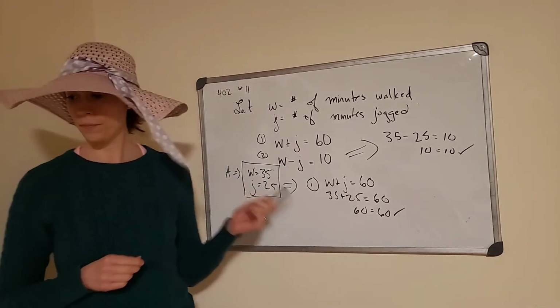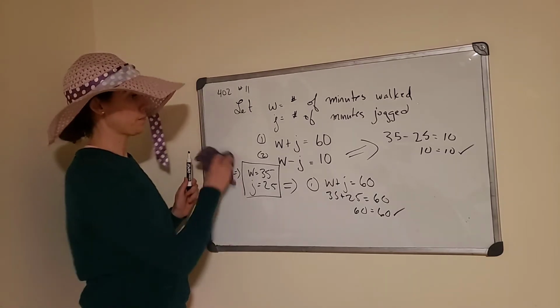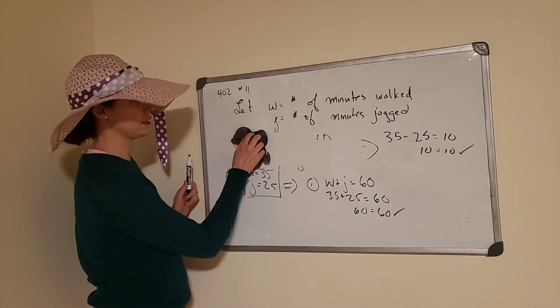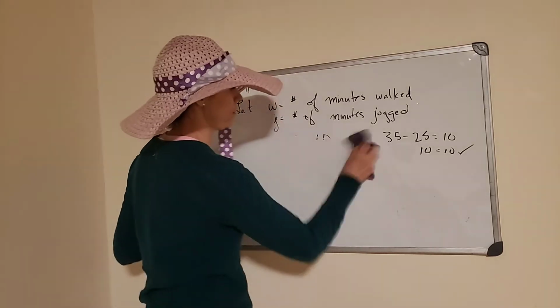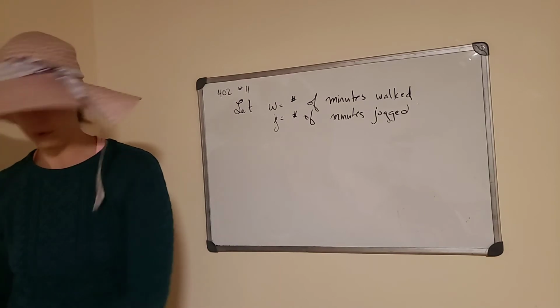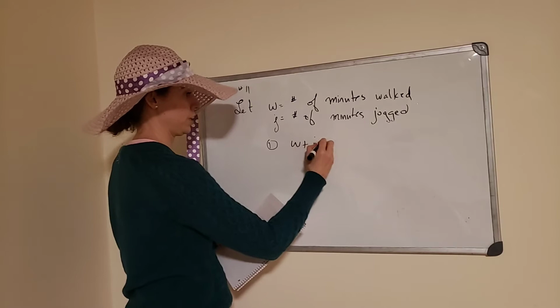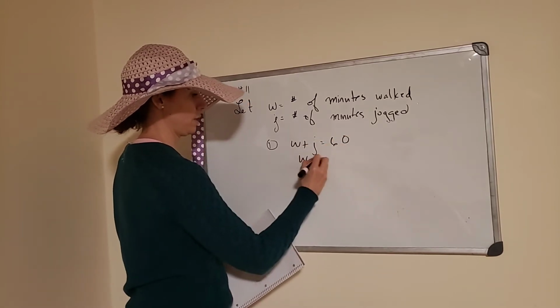Just for fun, because math is so fun, I am going to test the other one, even though I know it's not going to be right. I'll write the equations again quickly. My first one was W plus J is 60, and then W minus J is 10.